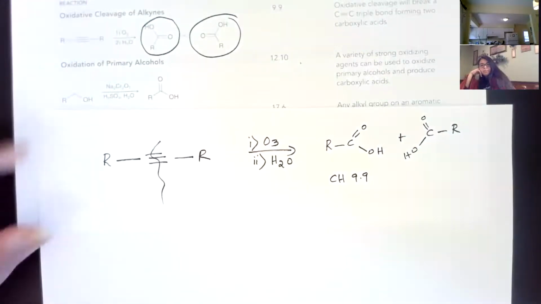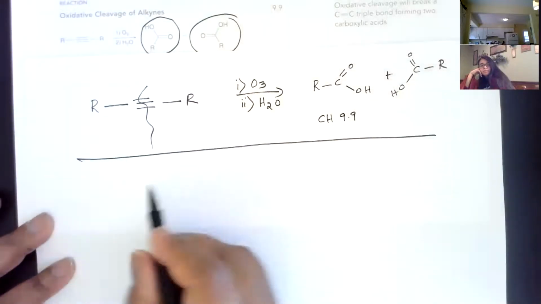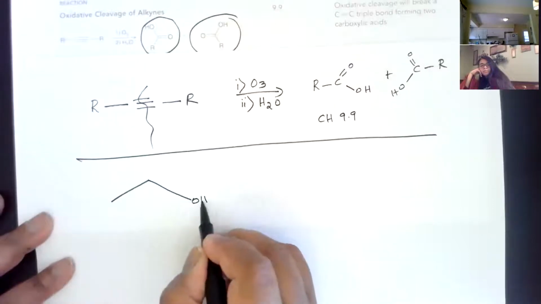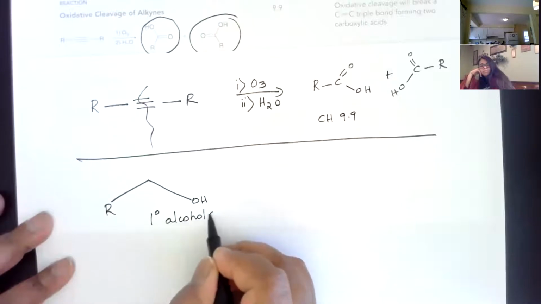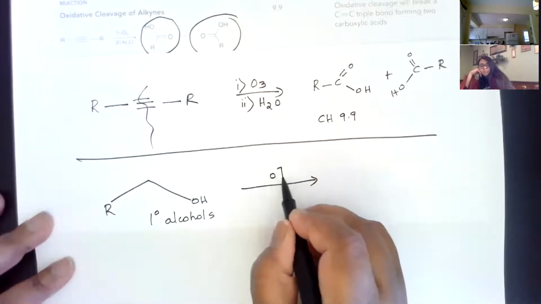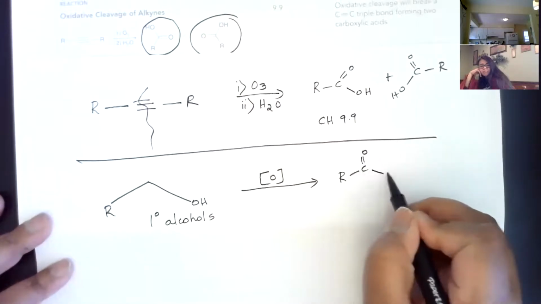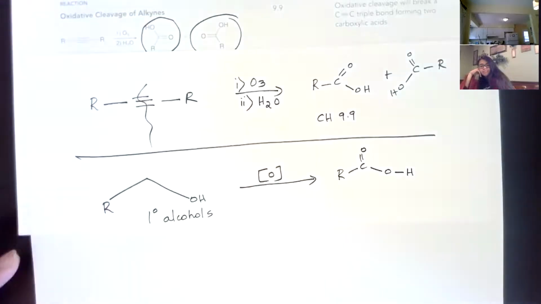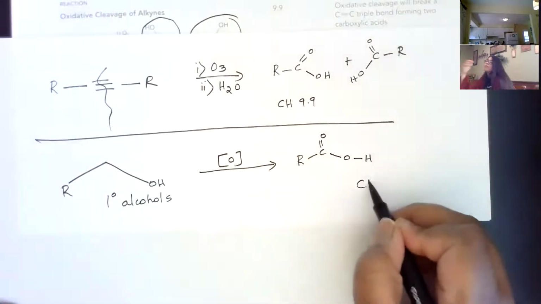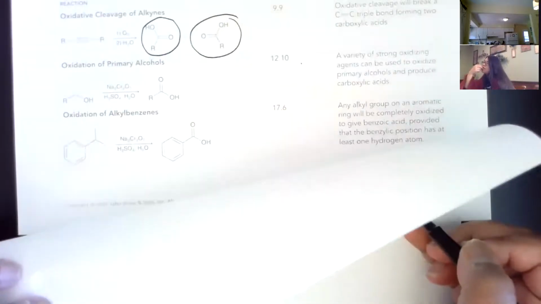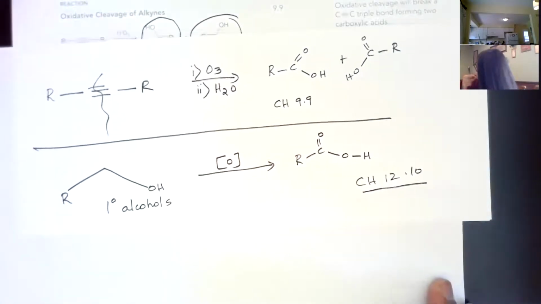And then we've looked at oxidation reactions. Primary alcohols. You know the reagents. Okay. Sodium dichromate, sulfuric acid, water. And this is chapter 12. Okay. You should still know these reactions.